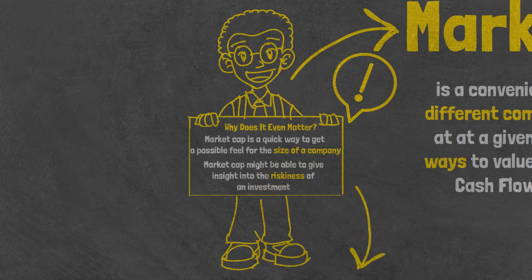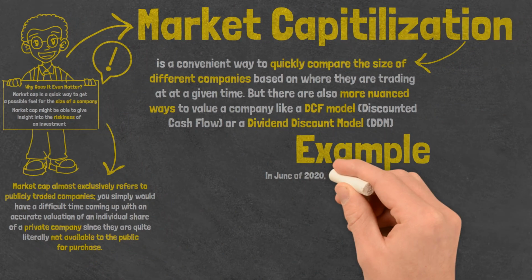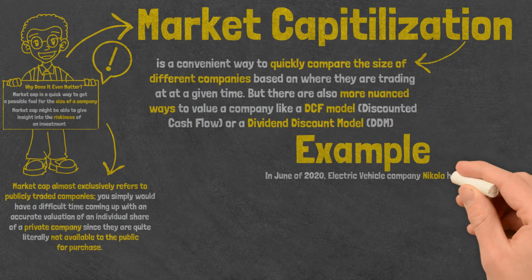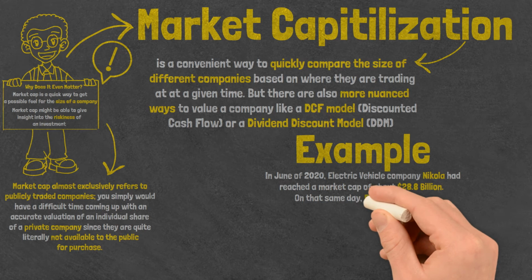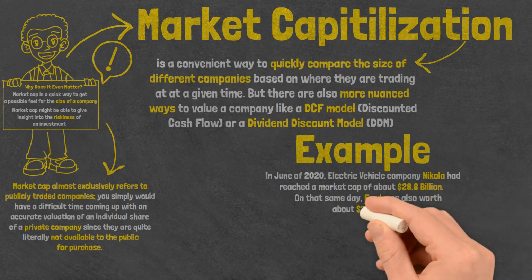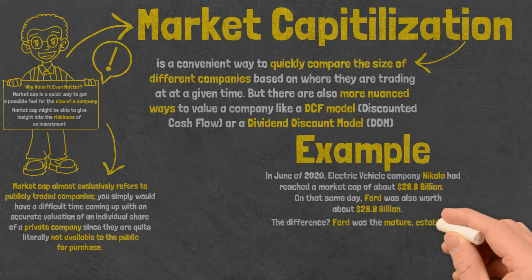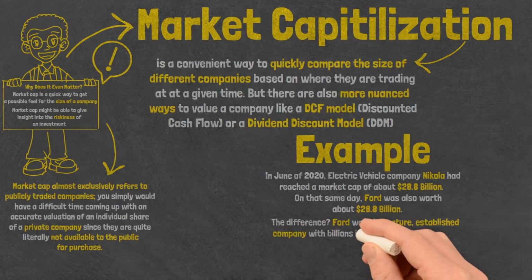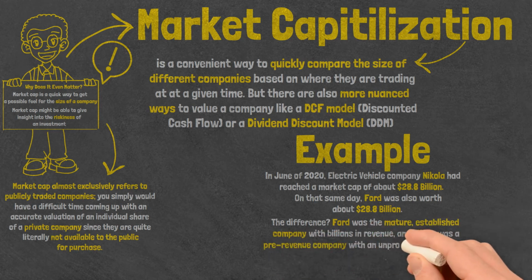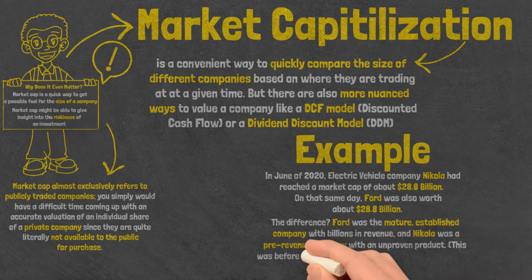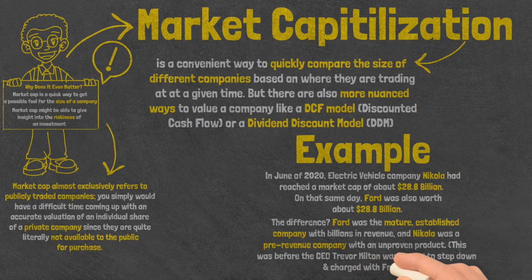So, for example, in June of 2020, electric vehicle company Nikola had reached a market cap of $28.8 billion. On that same day, Ford was also worth about $28.8 billion. So what does that matter, and what's the difference between the two? Well, Ford was the mature, established company with billions in revenue, and Nikola was a pre-revenue company with an unproven product, and this is before the CEO, Trevor Milton, was later forced to step down and eventually charged with fraud.